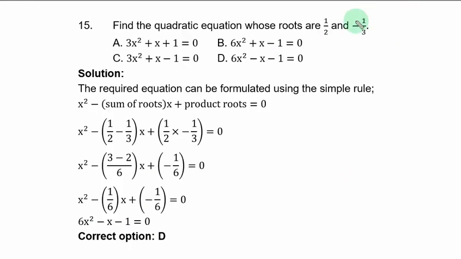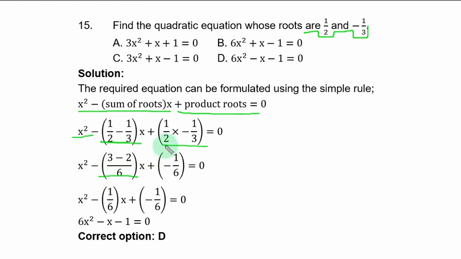Question 15. Find the quadratic equation whose roots are 1 over 2 and minus 1 over 3. To formulate such equation, you simply use the rule s squared minus sum of roots times s plus product of roots equal to 0. So you have s squared minus, this is the sum of roots times s plus product of roots equal to 0. If you simplify by finding LCM, you have this result.